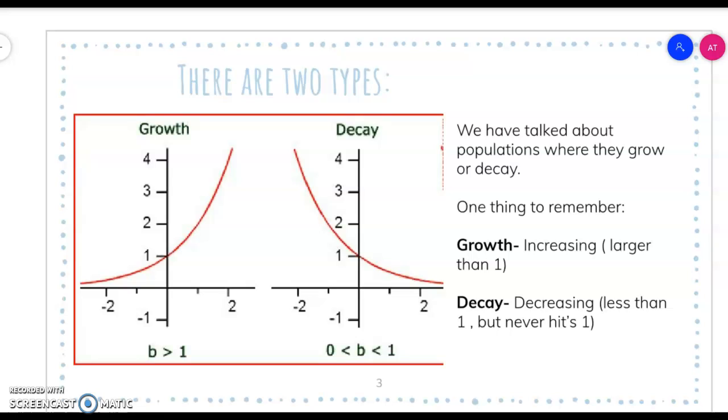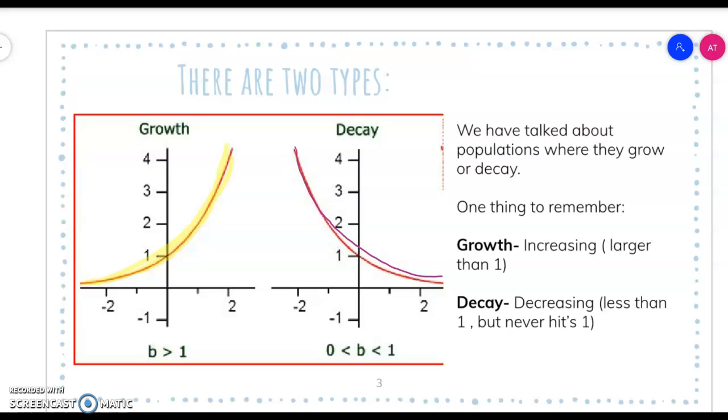As you can see, growth, if we're talking about a population, is going to increase. And if we have a decay, of people dying or plants slowly dying, really anything that is decaying over time, the line is going to decrease. But here's the thing, it'll never hit the y-axis. That's super important. It'll get super duper close to 0, but it'll never hit 0.